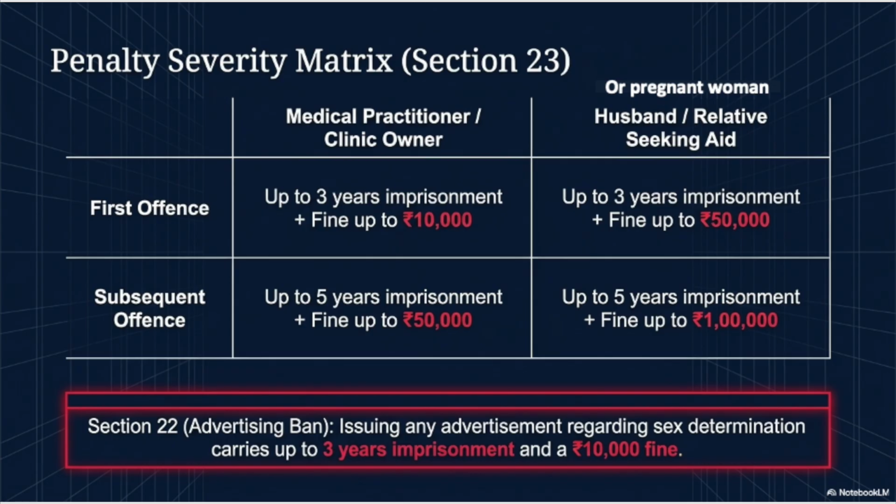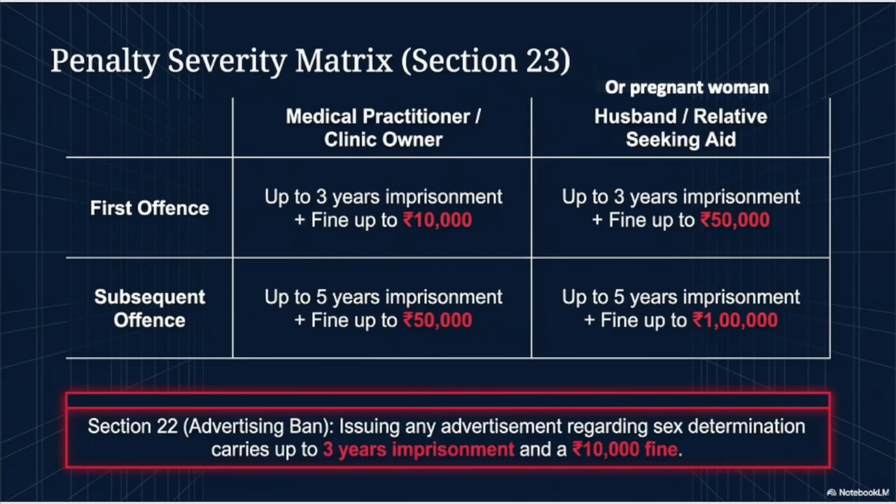The penalty structure under Section 23 is severe. For a medical practitioner or clinic owner, a first offense carries up to 3 years imprisonment and a fine of up to 10,000 rupees, while a subsequent offense carries up to 5 years imprisonment and a fine of up to 50,000 rupees. For a husband, relative, or pregnant woman seeking aid, a first offense carries up to 3 years imprisonment and a fine of up to 50,000 rupees, while a subsequent offense carries up to 5 years imprisonment and a fine of up to 1 lakh rupees.